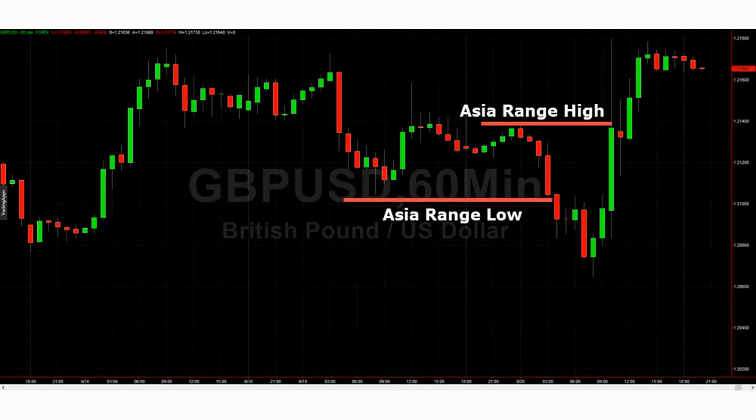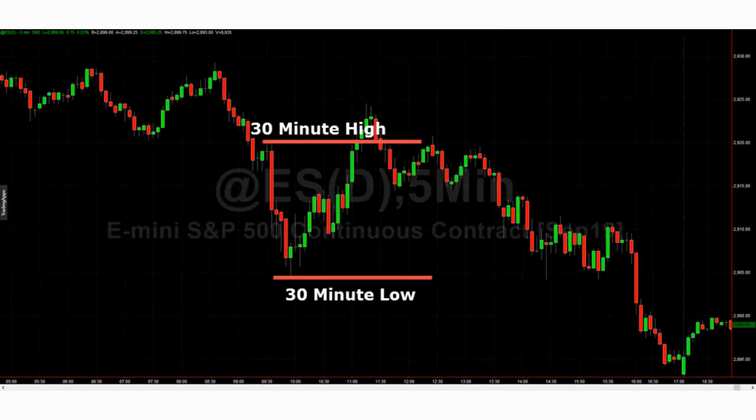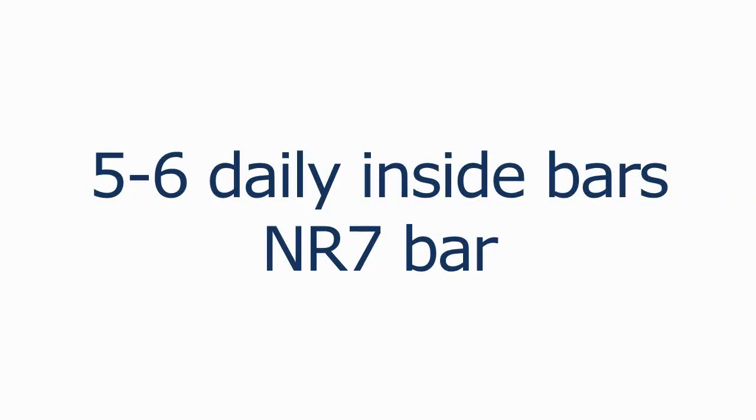Now, Forex traders might want to mark off the high and the low of the Asia trading session, and that's going to determine the opening range high and low as you go into the London session. Here we've marked off the low and the high of the first 30 minutes of trading on the ES, and we're ignoring the previous day's price action. There are a lot of other methods to determine a range. You can use 5 to 6 daily inside bars, or a narrow range 7 bar, where the daily range is less than the previous 6 trading days.